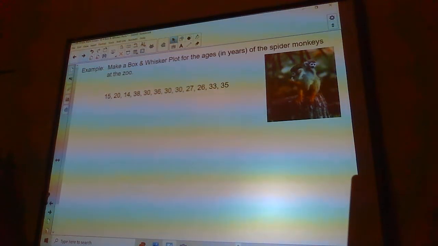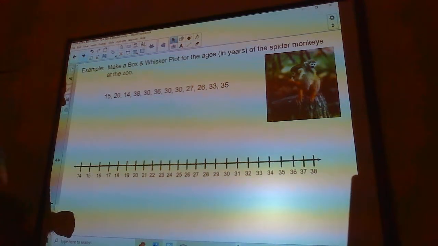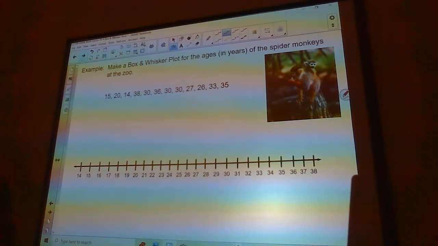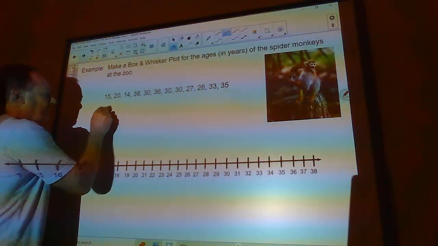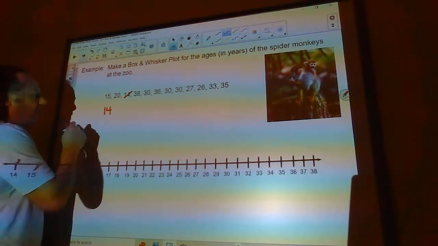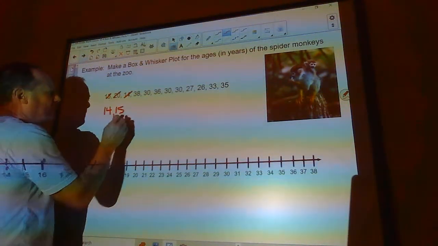So here we're going to make a box and whisker plot for the ages in years of the spider monkeys at the zoo. Here we got some nice little spider monkeys right here. Just so happens that I have a number line. Okay, and the first thing that we want to do is we should always put our data in order from smallest to largest. So right here, 14, that's the smallest one. And I'll cross them off as I go so that I know that I didn't skip one. 15 would be the next one. Looks like 20 is the next one.